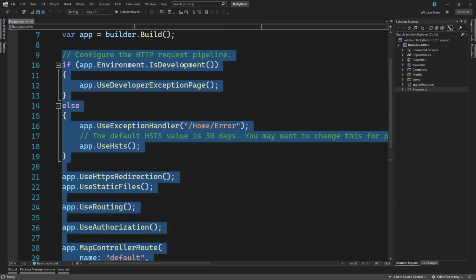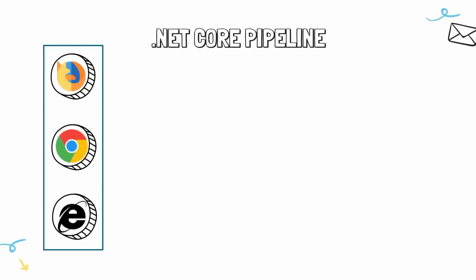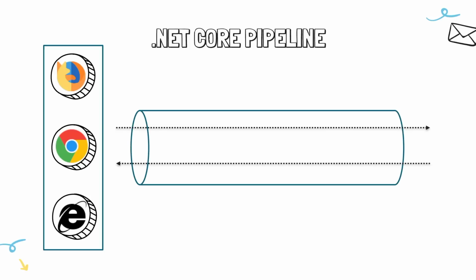Now you might be wondering, what is this pipeline? The pipeline specifies how the application should respond to a web request. When your application receives a request from the browser, the request goes back and forth through the pipeline. Let me switch to the presentation here. We have different browsers here, and then we have a pipeline. The pipeline specifies how the application should respond to a request that is received. When your application receives a request from the browser, the request goes through the pipeline.